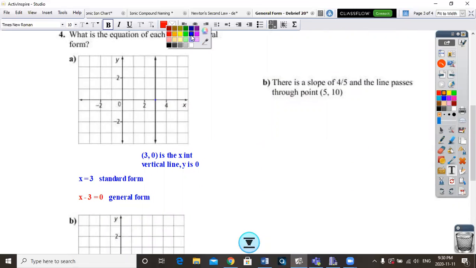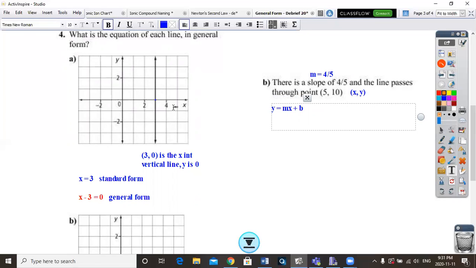Move on to example B. There's a slope of 4/5. That's good. So m equals 4/5. We don't have a y-intercept. So that is our secondary xy value that will plug into y equals mx plus b. So we'll start with that. y equals mx plus b.